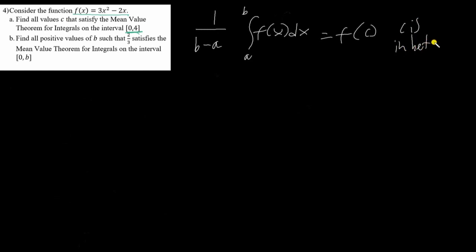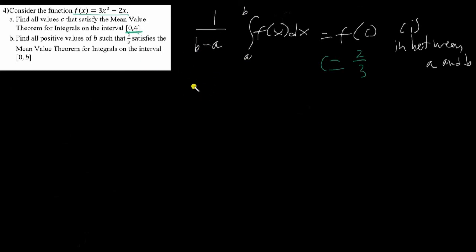So again, let me rewrite the mean value theorem. What it says, we have the average value of the function, 1 over b minus a times the integral from a to b of f of x dx. This is equal to f of c, where c is in between a and b. Okay, so we want to find a value such that 2/3 satisfies the mean value theorem. So they're giving us the c value. They're saying, okay, we'll give you c. c is 2/3. But what we're not giving you is b. So now let's see what we can do here.